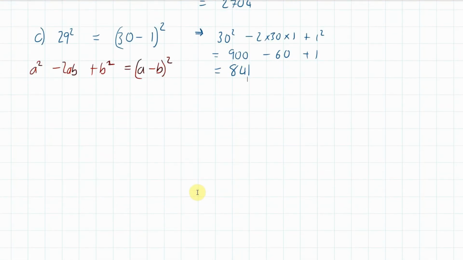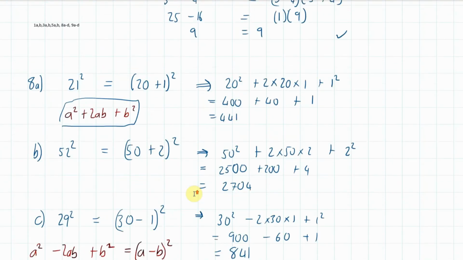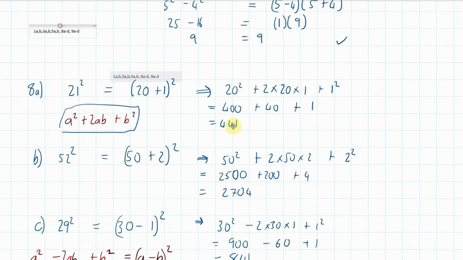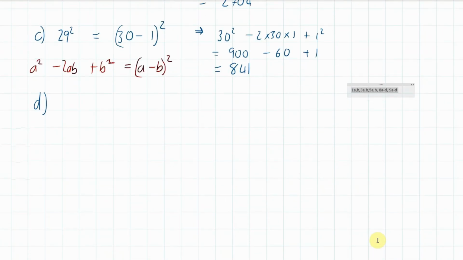Let's do one more. I think we have D here. So D is our next one. Let's grab all of this, bring it down here. Okay, so for D, again, 77 squared, we could rewrite that as 80 subtract 3 all squared. And then we use a squared minus 2ab plus b squared. So we're going to go 80 squared, take away 2 times 80 times 3, and then plus 3 squared.